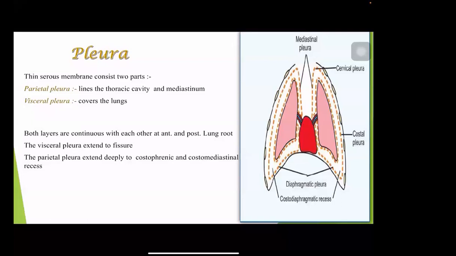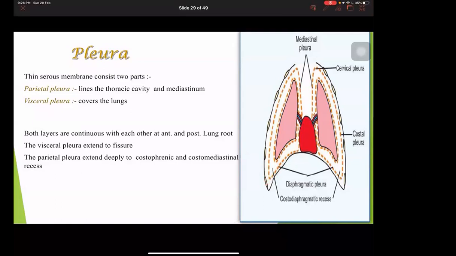The pleura is a thin serous membrane consisting of two parts, a parietal part. This is the parietal part that is lining the thoracic cavity and mediastinum. This is lining the mediastinum. And the visceral pleura, which covers the lung, as we see here, it's covering the lung. Both layers are continuous with each other at the anterior and posterior lung root. The visceral pleura extends into the fissures, while the parietal pleura extends deeply to the costophrenic and costomediastinal recesses. This is the costophrenic. This is the parietal pleura, as we see, extending to here.